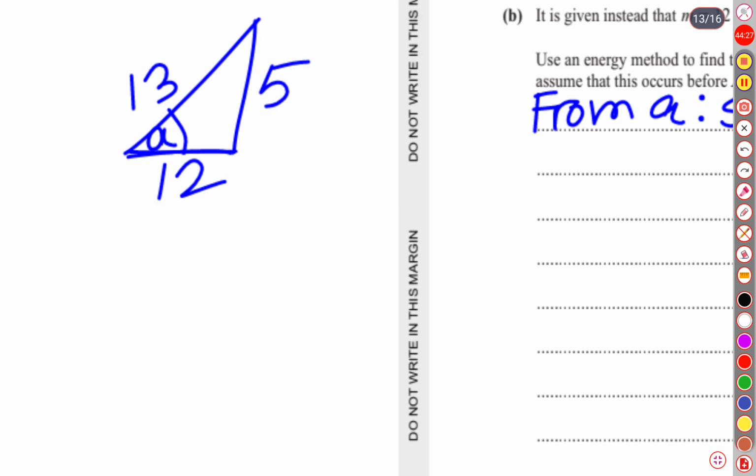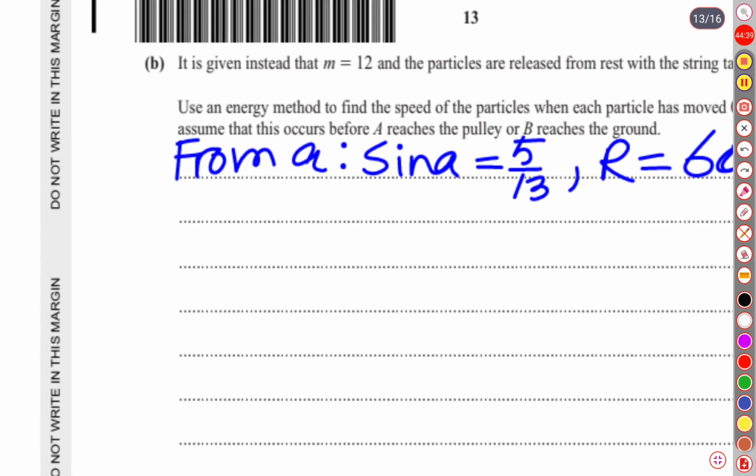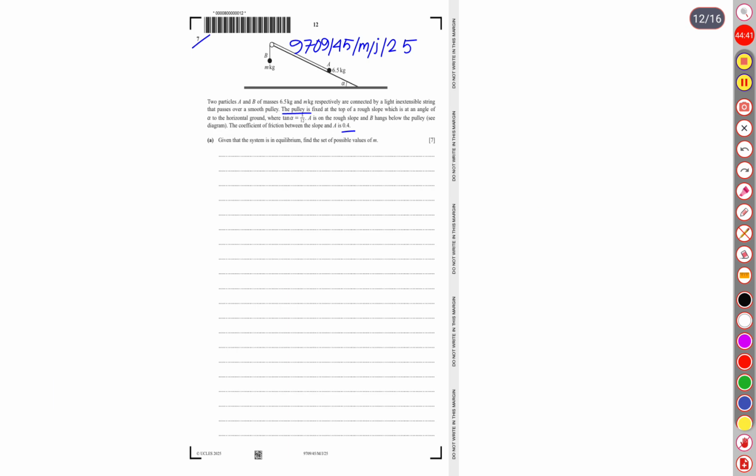Hence our sin alpha is perpendicular over hypotenuse. Okay, so sin alpha is 5 over 13. Now the other component, that is height. Let us go back to the diagram.